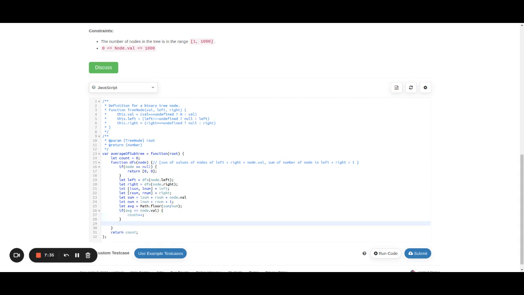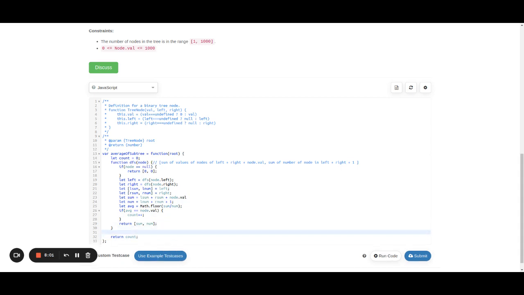Now all the things are done. The only thing is we have to return from over here, since every function call should return. So we are going to return the sum and the number which we have calculated: the sum for the current node, and the number of nodes for the current node. Now the only thing remaining is to call this DFS with the root node.